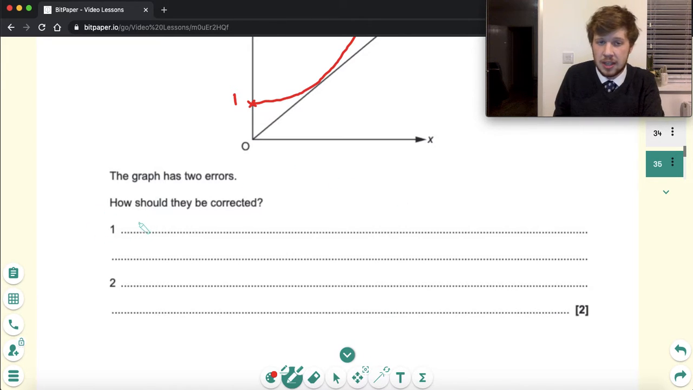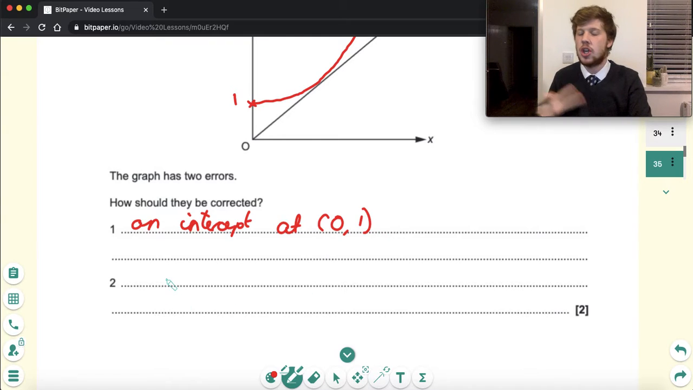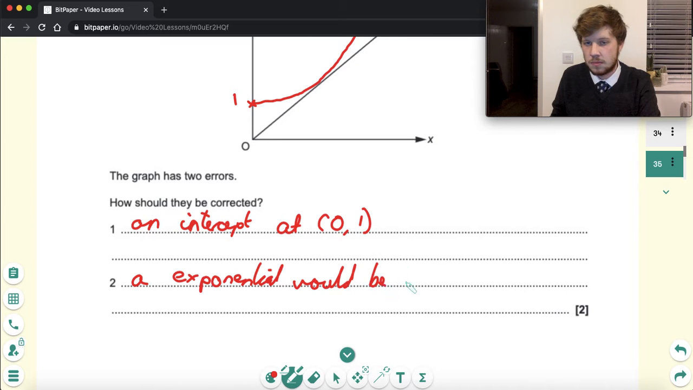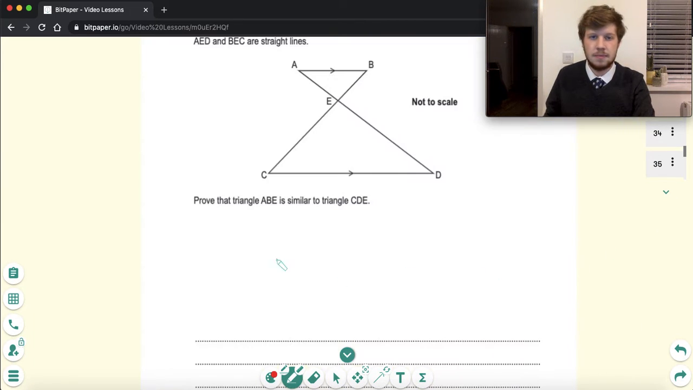It would need to have an intercept of the y-axis, which would be at (0, 1), and then the curve would actually need to be a curve rather than a linear line. An exponential curve would be needed. And I might just put it down, but it would need to be an increasing curve as well. So rather than something that's sloping down, it would need to be an increasing curve. Okay.